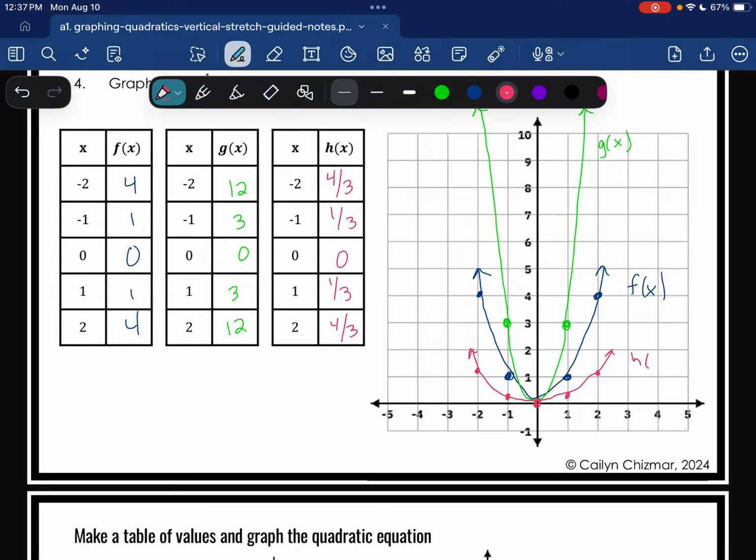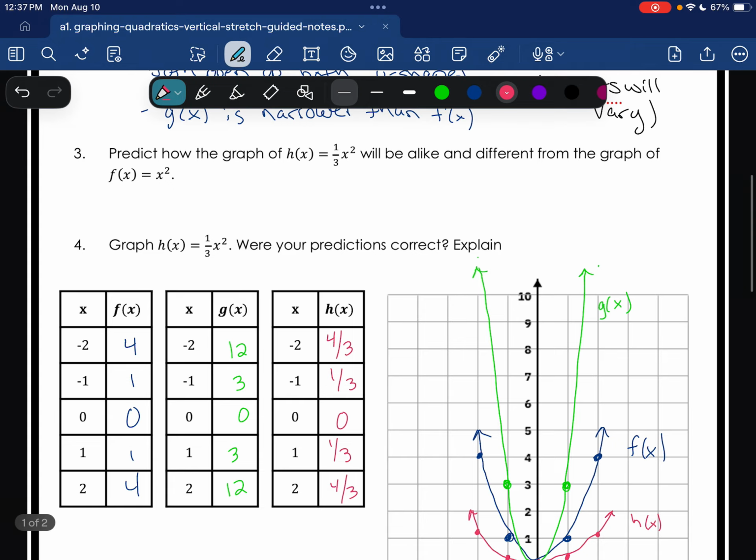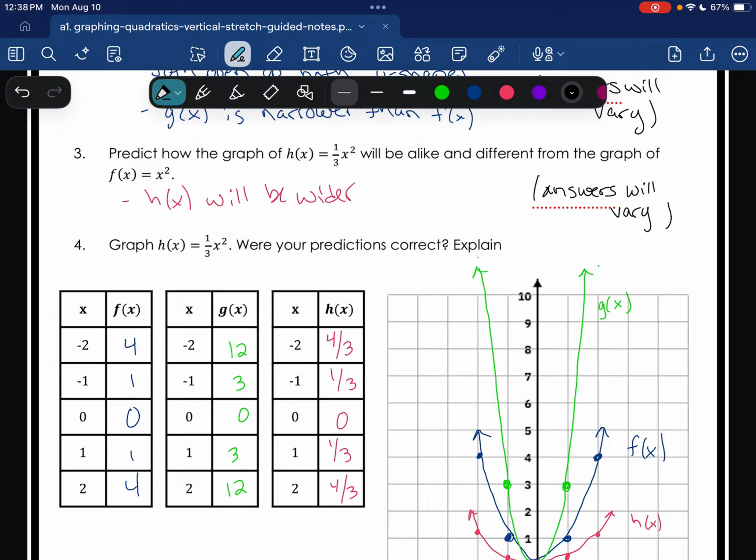So again, maybe that's what you predicted. But maybe it's not. Maybe you predicted something else, and that's okay because it's just a prediction. All right, and so then were they correct? Again, it depends on what you guessed for number 3.